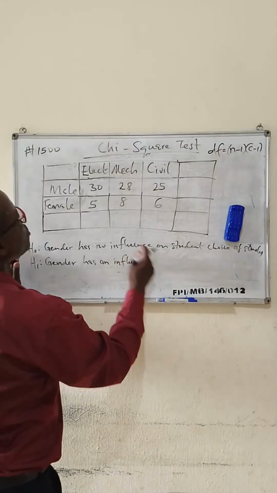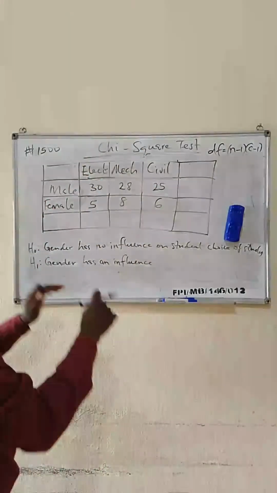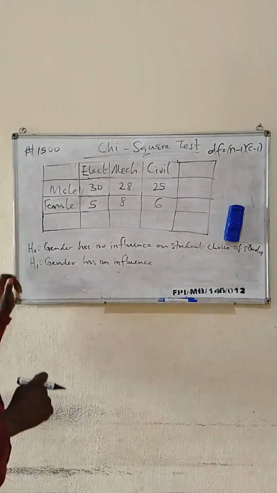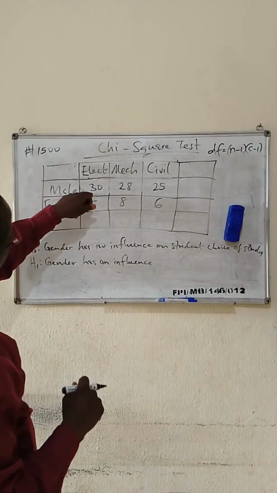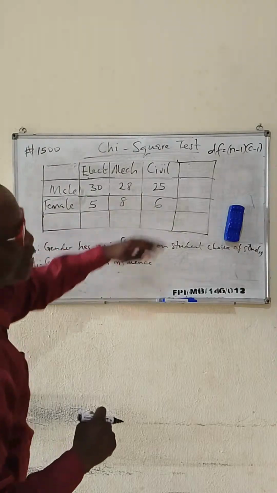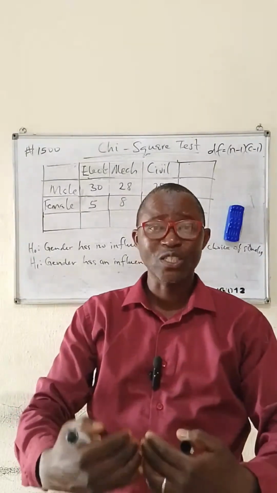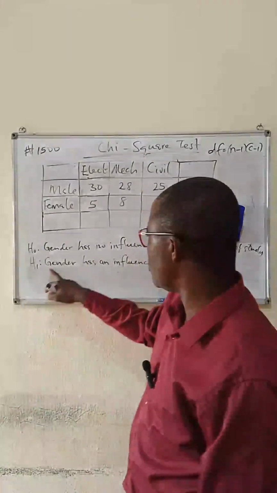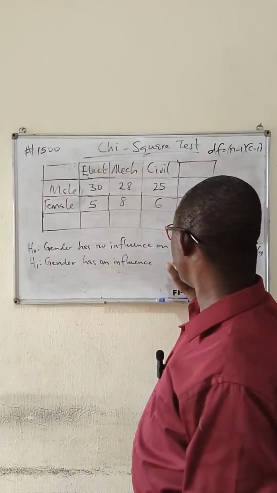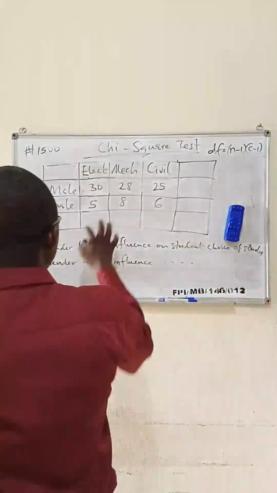Because when you look at the table, you see that there are more males in each department than there are females. So somebody will say, okay, it is because they are male, that's why they are coming to engineering, and female, they are running away. That is our interest. That's what we want to believe. So we put that one in the alternative hypothesis. Look at it. Gender has an influence on the students' choice of studies. So that is a hypothesis.